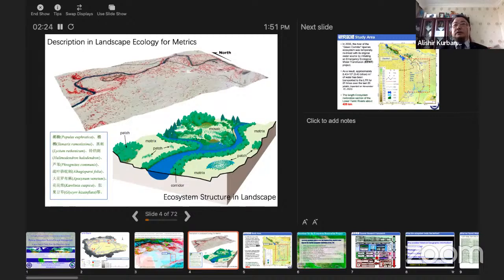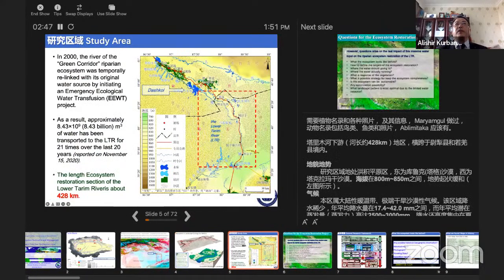This is what the ecosystem structure looks like in the Tarim Basin, especially the lower reach. We can see the green corridor along the river channel, and also some mosaics and the matrix, especially the background, which is desert. And also we have several patches of different types of vegetation, and also marshland and wetland.